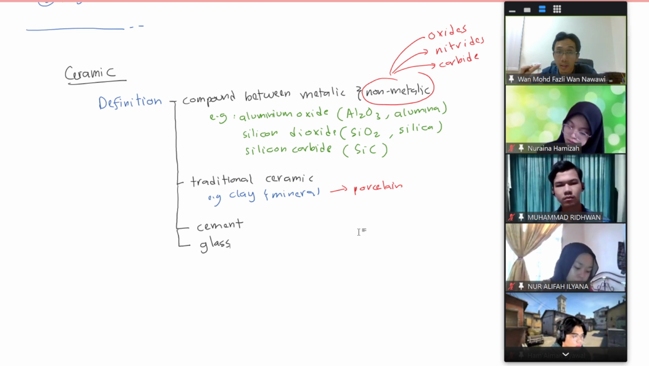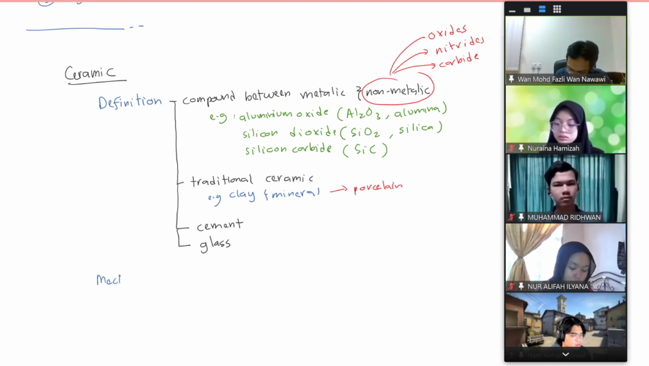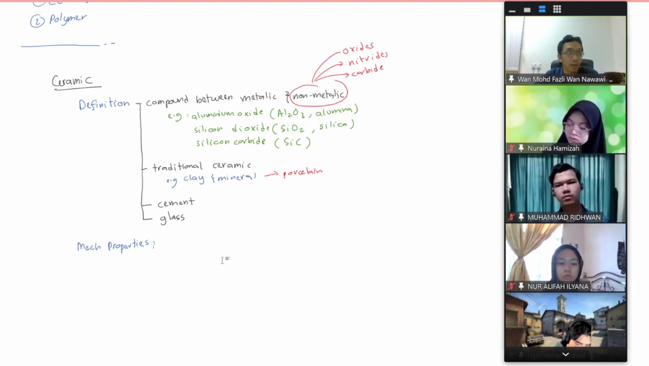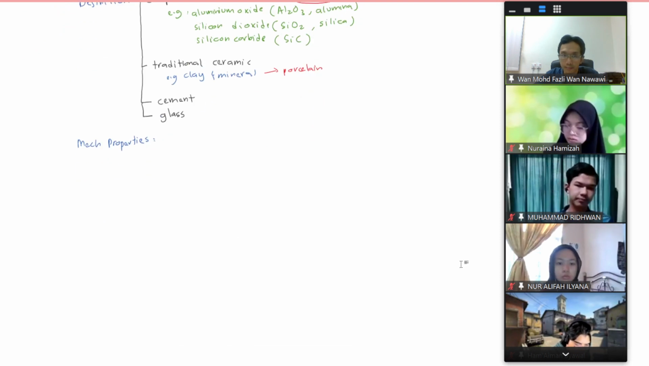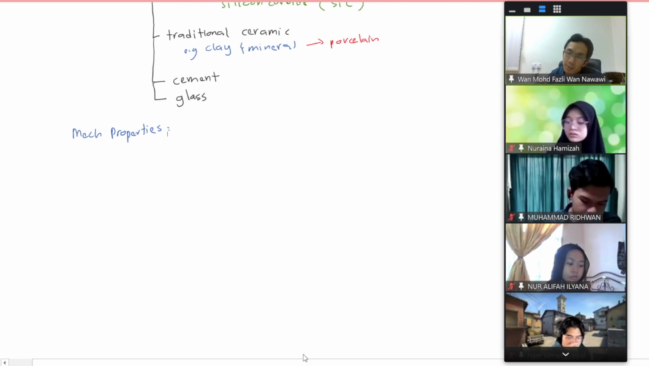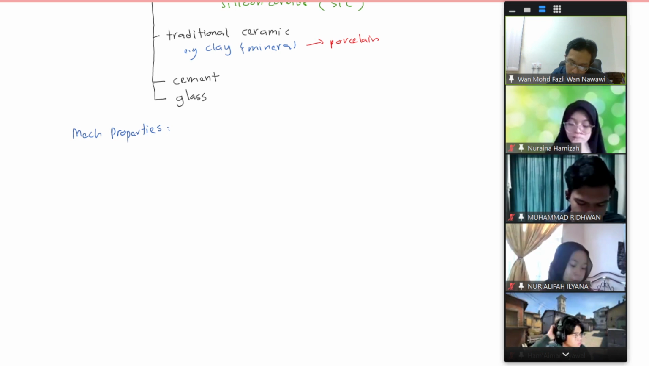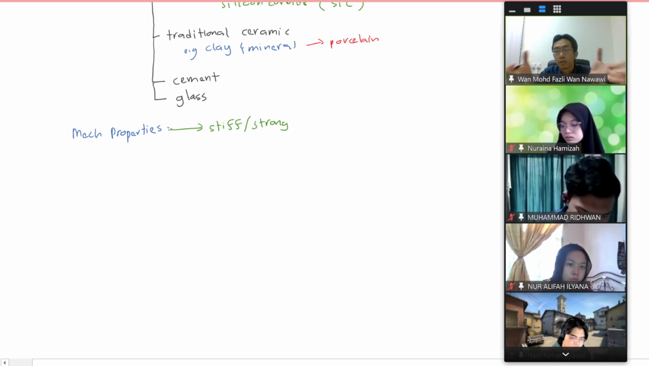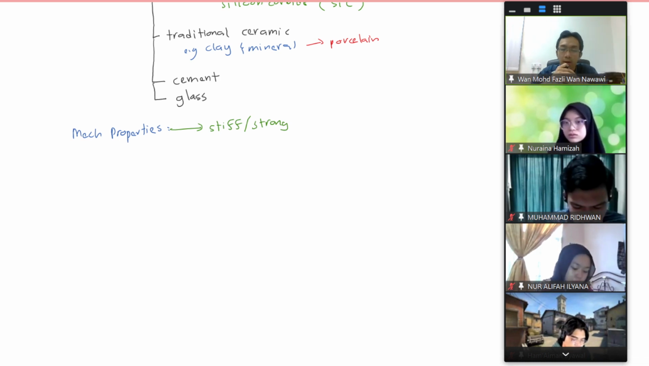Okay, about the mechanical properties of the ceramic itself. So let me write here, properties of the ceramic. Let me make it smaller so it is easy for me to write. Okay, so when you see ceramic, ceramic is relatively stiff and strong. We can say it's stiff and strong, so it is comparable to metal. In certain ways, it's more or less comparable to metal.